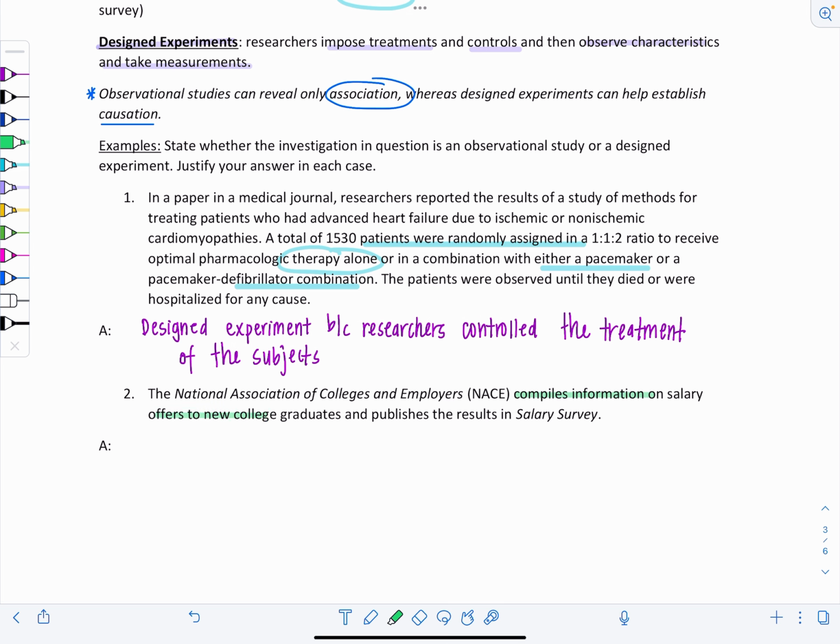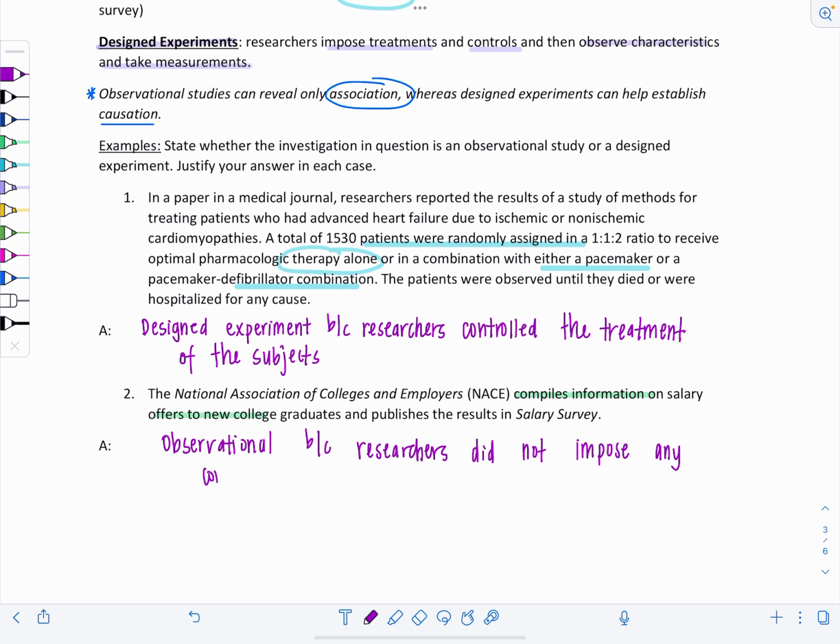It's not as if any sort of treatment is being imposed. It's not as if any of the data is collected after an experiment is being conducted. So this one is just straight up observational because the researchers did not impose any conditions on the subjects.